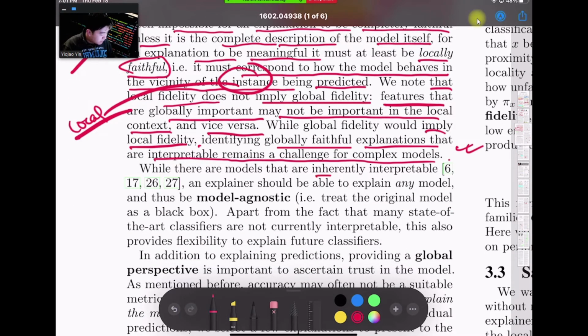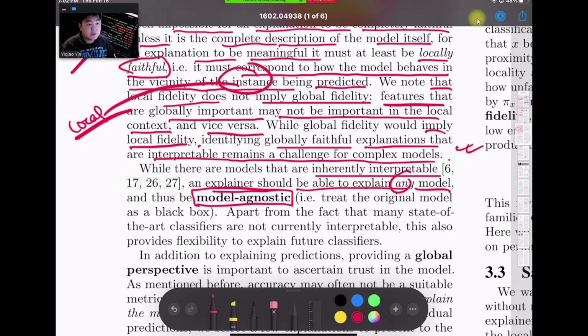While there are models that are inherently interpretable, an explainer should be able to explain any model and thus be model agnostic. And model agnostic is just another buzzword when people want to say, okay, this thing can work for any model, right? Any classifier. So if something being model agnostic, I think it's good. I think it's definitely good. It means that it's flexible and it doesn't really constrain itself for one algorithms. And I think that's great.